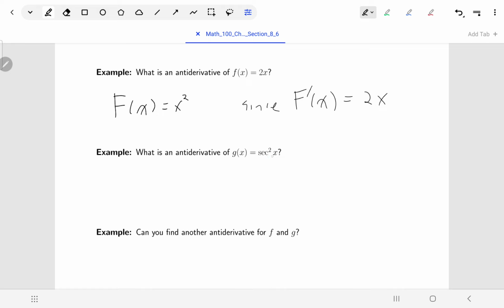I can do the same thing with the next one. For secant squared, I know that tangent has the derivative of secant squared. So an antiderivative of secant squared should be tangent of x. And again, notice I can justify this on the side. I'm correct because capital G prime is the derivative of tangent, which is secant squared, which is what we were given.